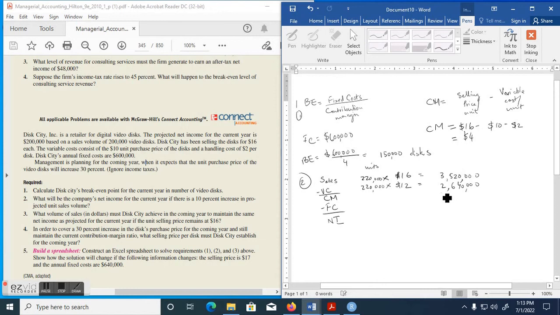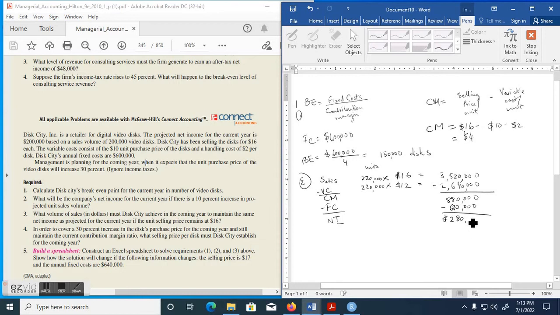That's $3,520,000 minus $2,640,000, and we are left with $880,000 contribution margin. And from this, we want to deduct our fixed cost, which is given to us at $600,000. So $880,000 minus $600,000, and we are left with $280,000 in our net income.